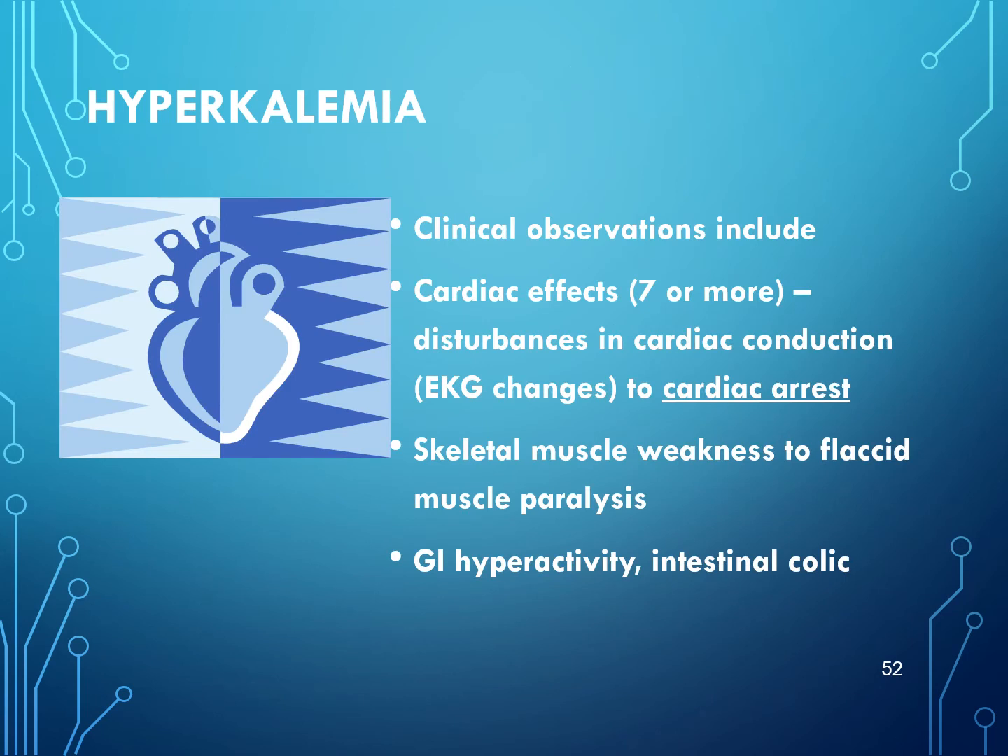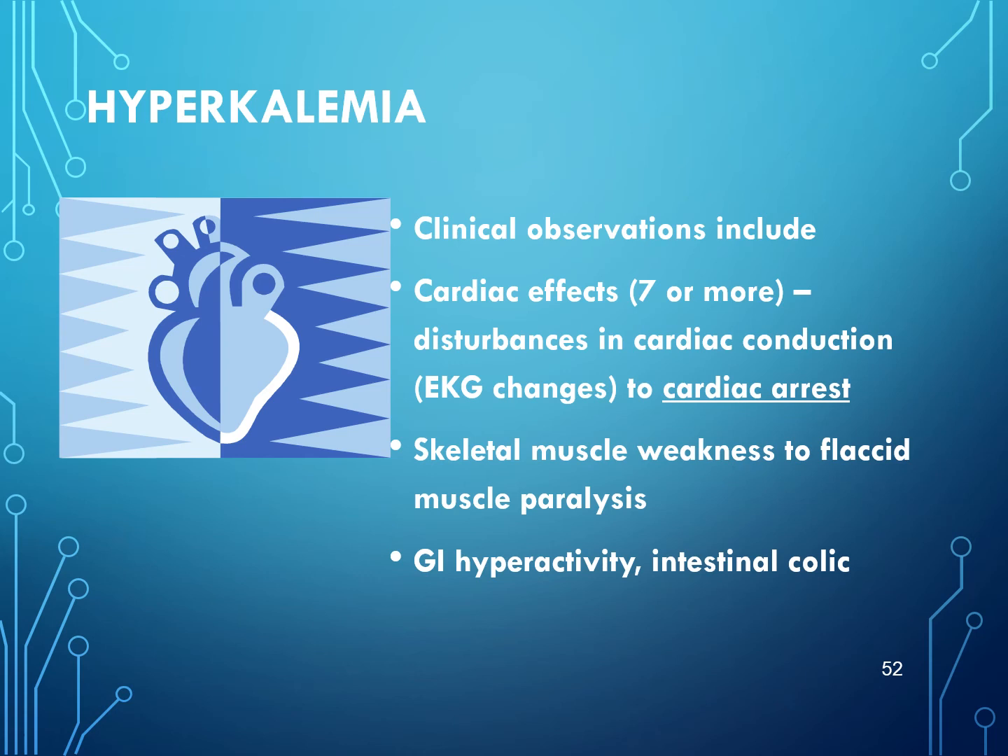Clinical observations may include, but are not limited to, cardiac effects. Most of the time, cardiac effects are going to be seen if the potassium level is greater than 7. If it's less than 7, it's usually not significant, but they're almost always present if it's greater than 8. We can see disturbances in cardiac conduction, so we're going to see EKG changes that can lead to cardiac arrest.